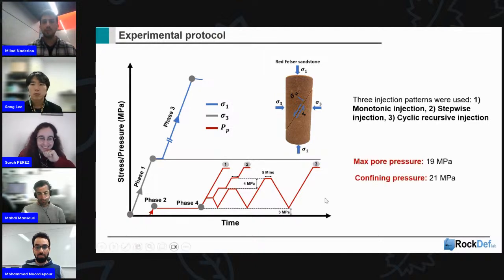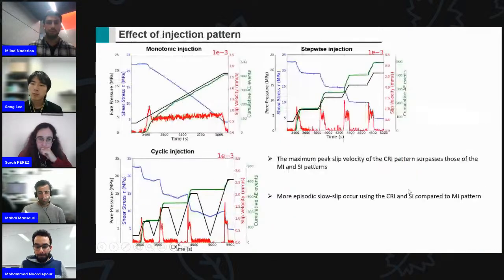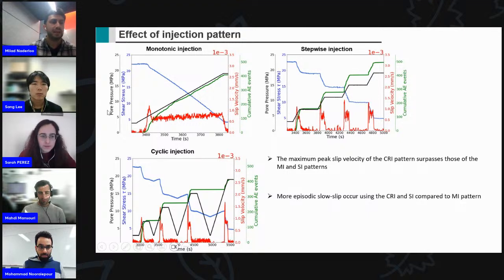With all the injection patterns, we're going to reach 19 megapascal pore pressure, and the confining pressure, sigma 3, is 21 megapascal. It may look like messy or complicated graphs, but I just draw your attention to the black one, which is the pore pressure that we increase in our system in a monotonic way, the pore pressure that we increase stepwise, and the pore pressure that we increase in a cyclic way.